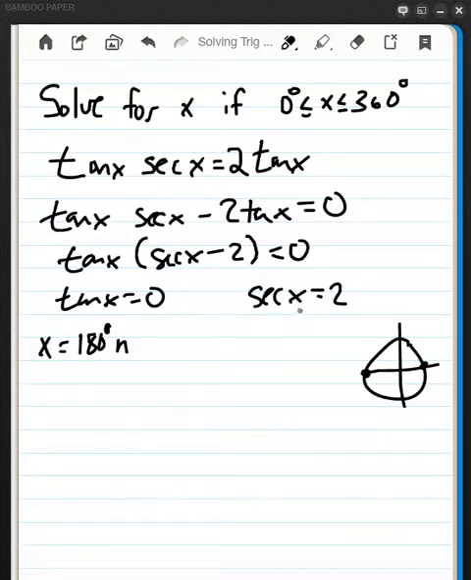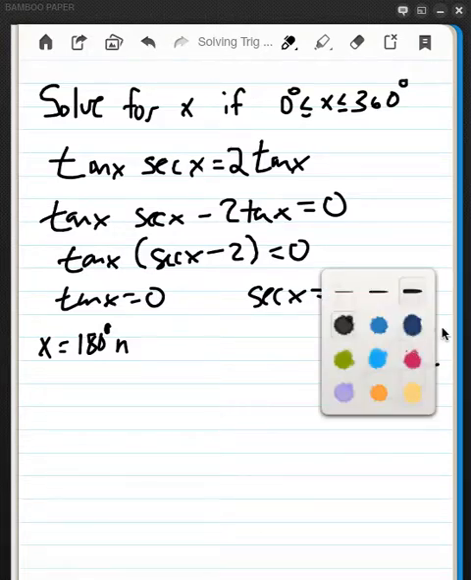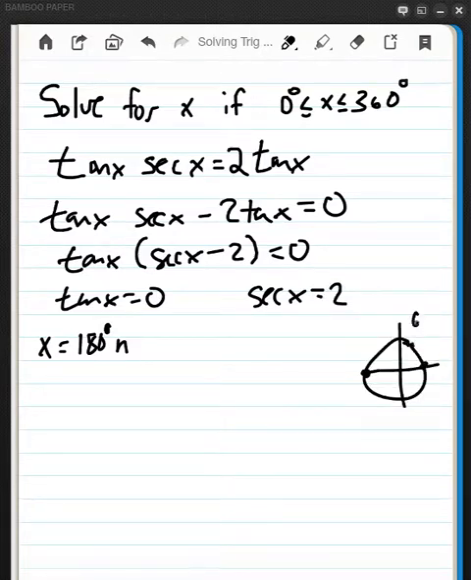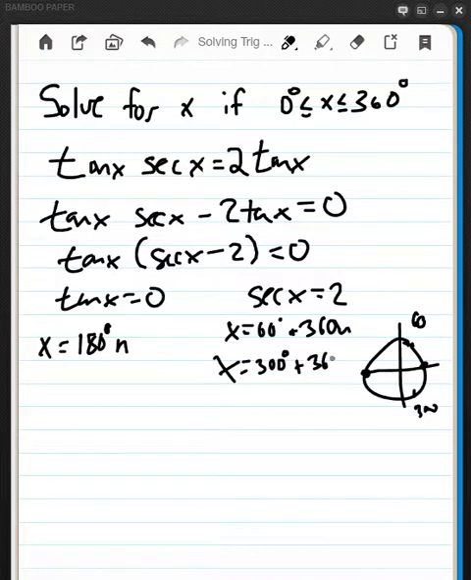All right, secant of x is equal to 2, where cosine of x is 1/2. That happens up here at 60 degrees, and that happens down here at 300 degrees. They're not equidistant from each other, so we'd have to set up two different equations. x is equal to 60 degrees plus 360n, and x is equal to 300 degrees plus 360n.